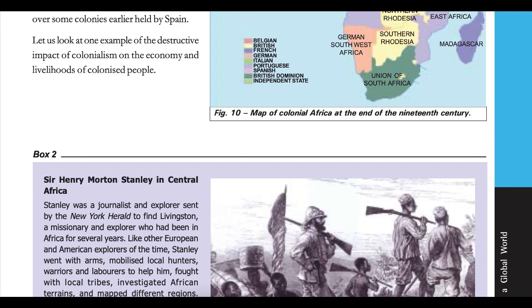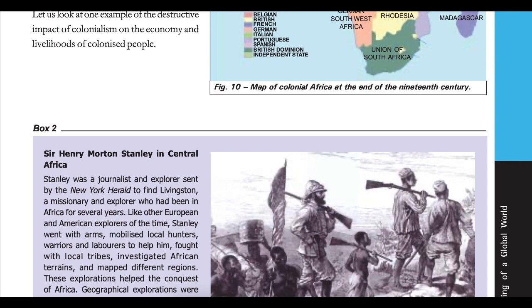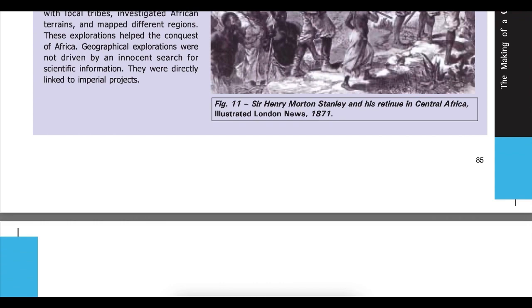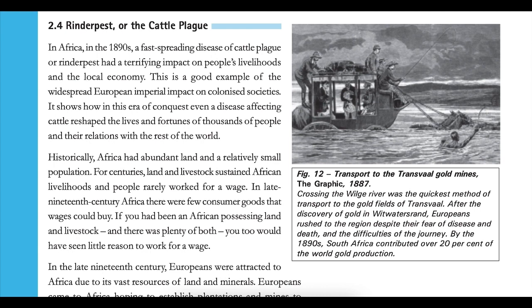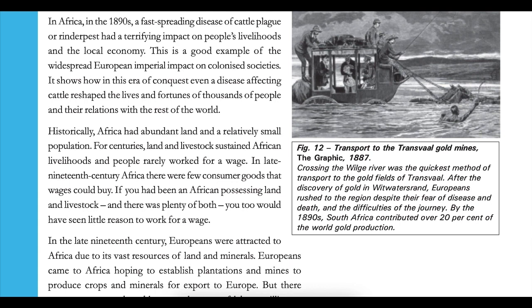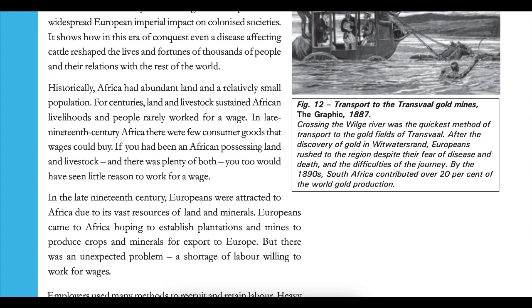Let us look at one example of the destructive impact of colonialism on the economy and livelihoods of colonized people. Please go through the box too. Rinderpest or the cattle plague. In Africa in the 1890s, a fast-spreading disease of cattle, the cattle plague or rinderpest, had a terrifying impact on people's livelihoods and the local economy. This is a good example of the widespread European imperial impact on colonized societies. It shows how in this era of conquest, even a disease affecting cattle reshaped the lives and fortunes of thousands of people and their relation with the rest of the world.